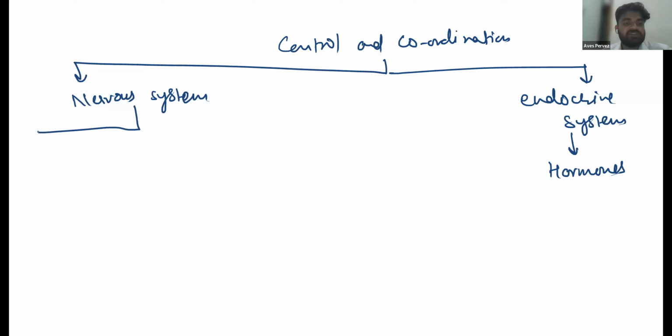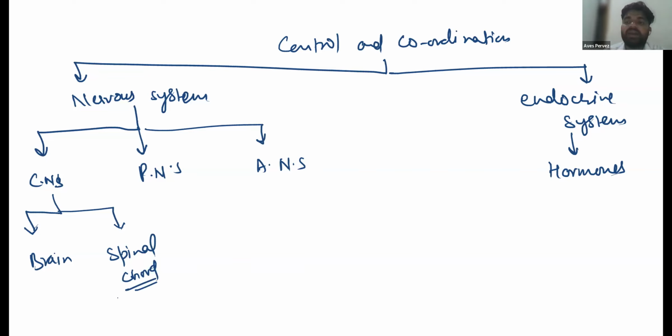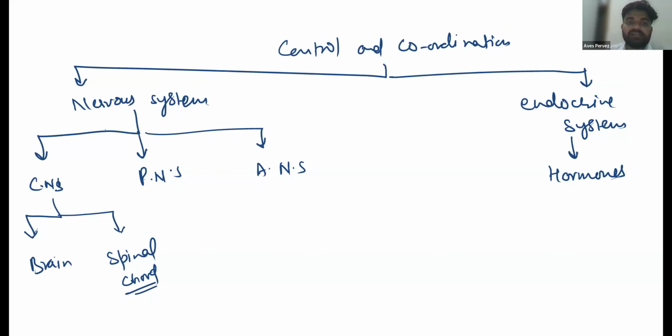The nervous system consists of three main parts. One is the central nervous system, CNS. Second is the peripheral nervous system, PNS. And third is the autonomic nervous system, ANS. Now we are going to study the CNS, the central nervous system, which consists of the brain and spinal cord. Brain and spinal cord together make the central nervous system. So we are going to study the brain and spinal cord. Got it? So let's start.